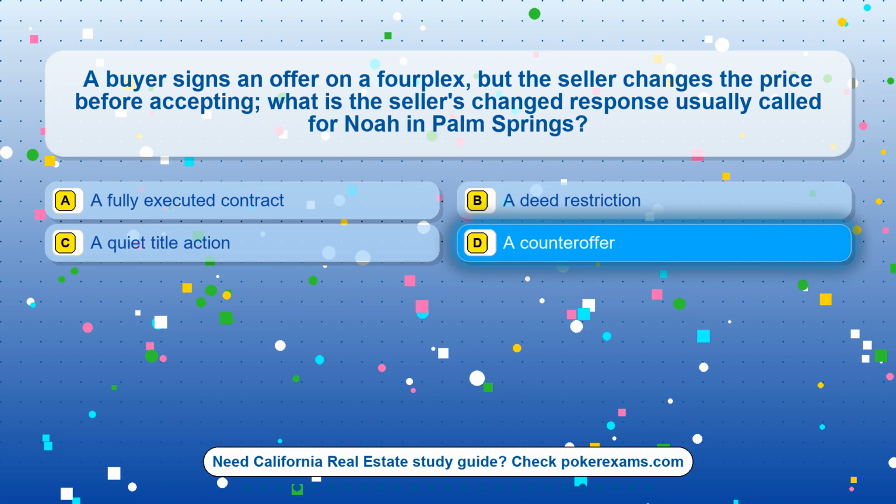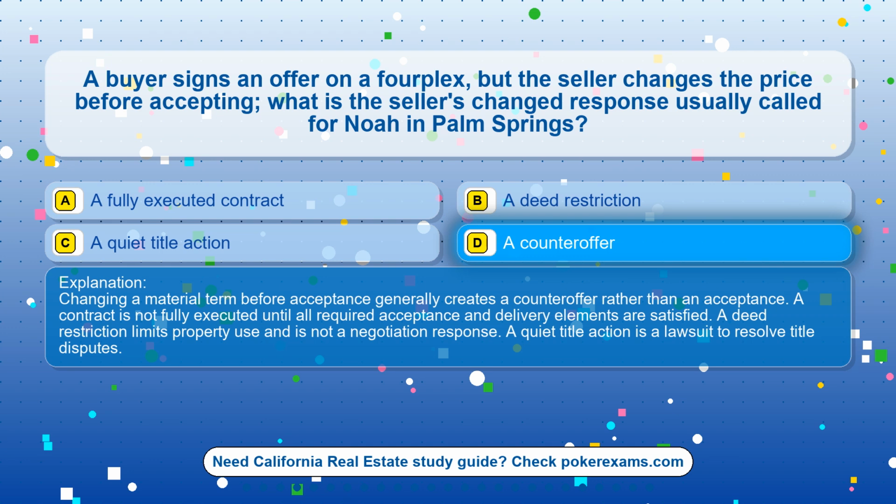The correct answer is option D. A counteroffer. Changing a material term before acceptance generally creates a counteroffer rather than an acceptance. A contract is not fully executed until all required acceptance and delivery elements are satisfied. A deed restriction limits property use and is not a negotiation response. A quiet title action is a lawsuit to resolve title disputes.